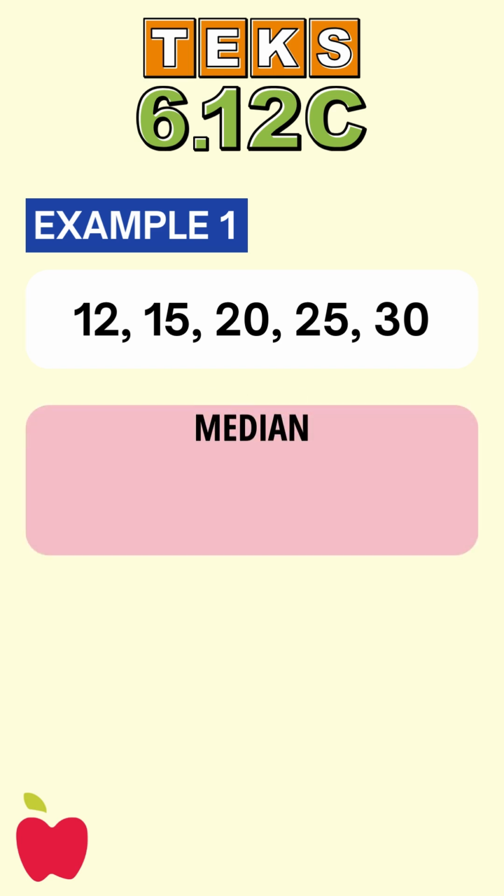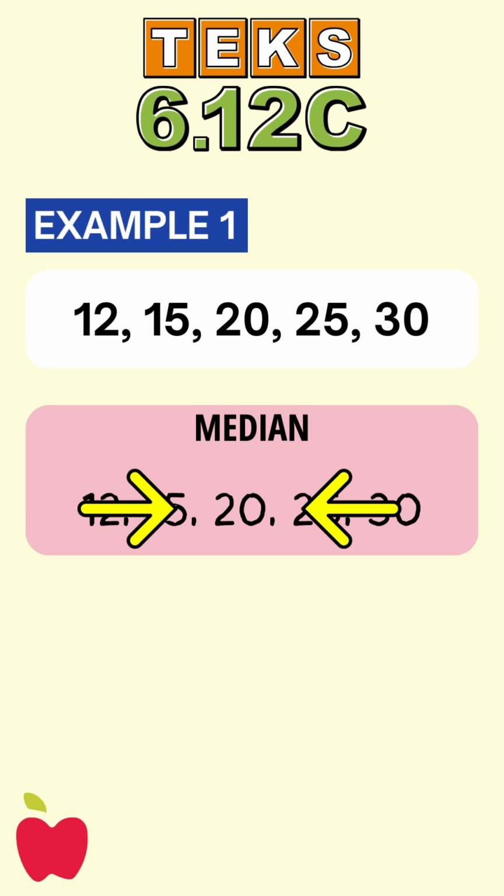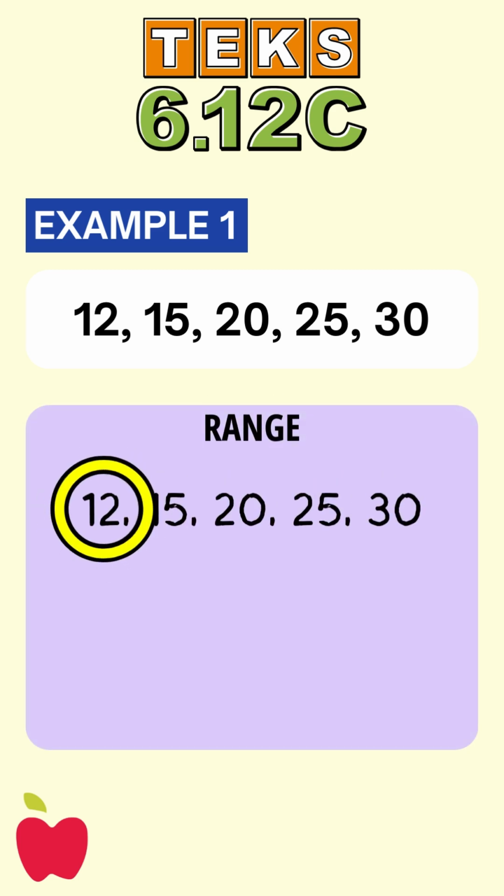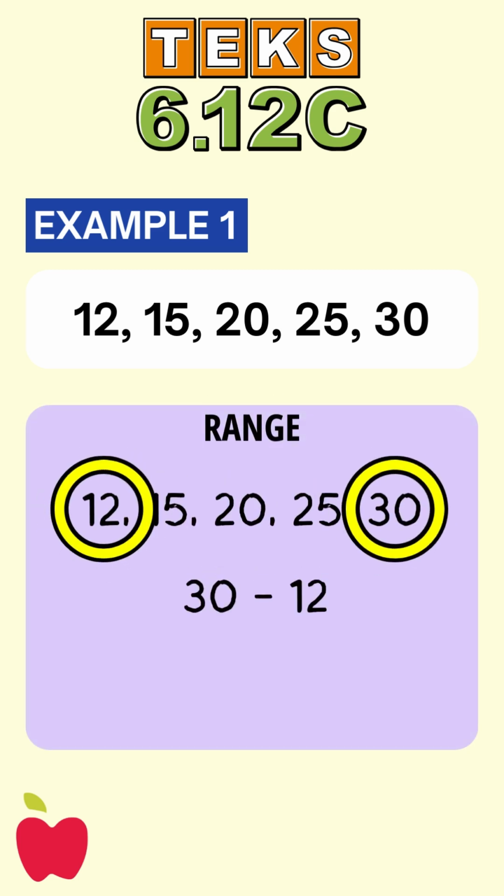Median. Next, we find the median. We need to first order the numbers from least to greatest. When we do this, we see that the middle number is 20. So the median is 20. Range. For the range, we subtract the smallest number, 12, from the largest, 30. So 30 minus 12 equals 18.